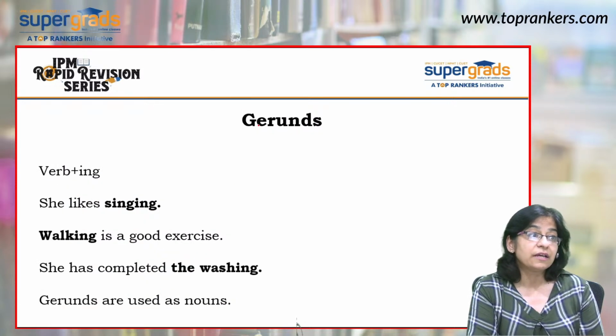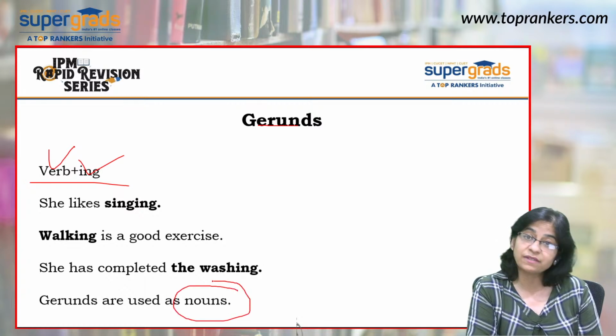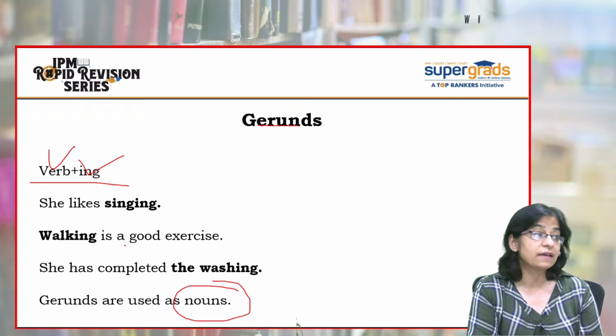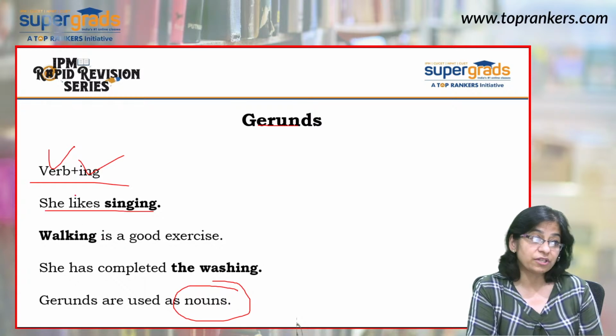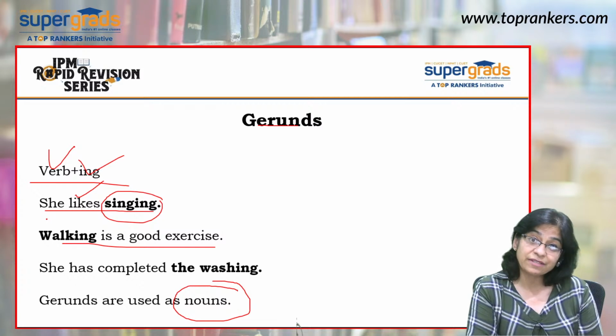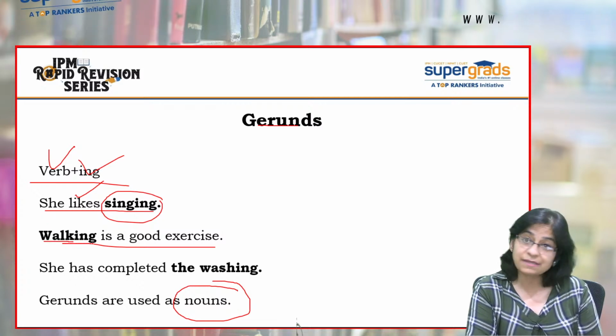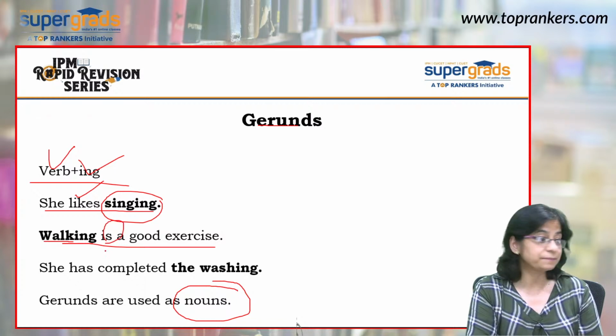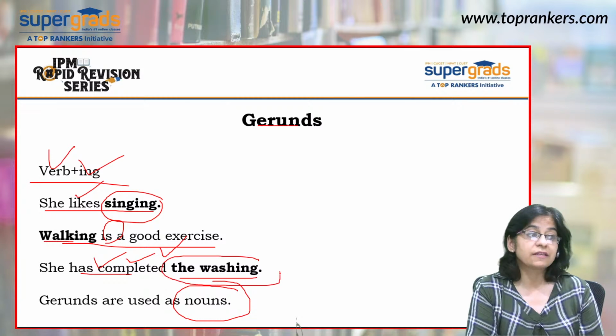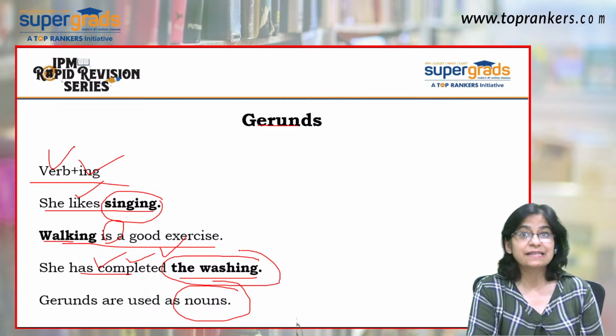Now, the gerund. Gerund again is made up of a verb. When you add ing to the verb, it works like a gerund. But these again are not the verbs of the sentence, they work like the noun of a sentence. For example, she likes singing. What does she like? Singing, the name of the activity. Walking is a good exercise. Walking is just the name of an activity, which is made up of walk plus ing. She has completed the washing. Now, what has she completed? Has completed is the verb of the sentence. The gerund is the washing. That is the activity that she has completed.